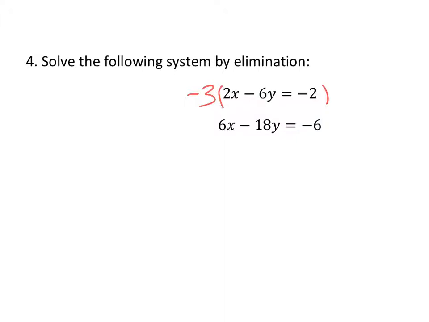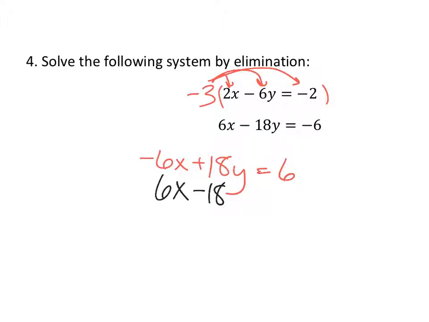Because when I multiply all of those by -3, this would be -6x plus 18y equals 6. Since I didn't change the second one, I'm just going to rewrite it down again. What do you notice now about your system? They're all opposite like terms.